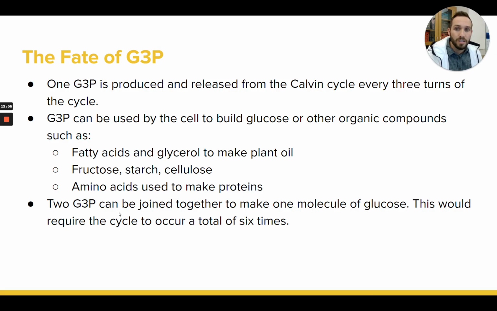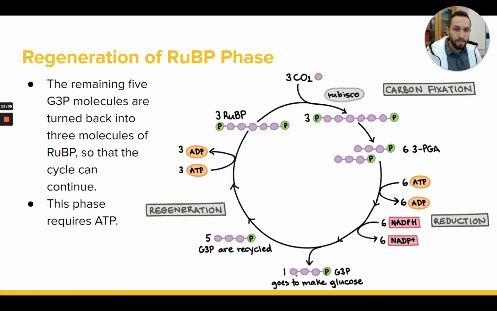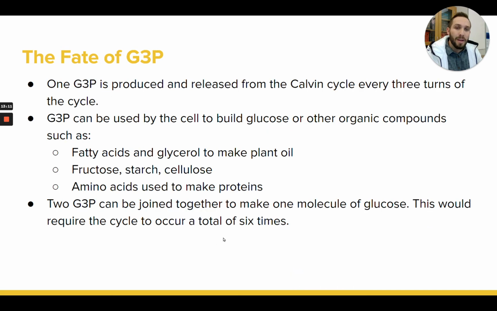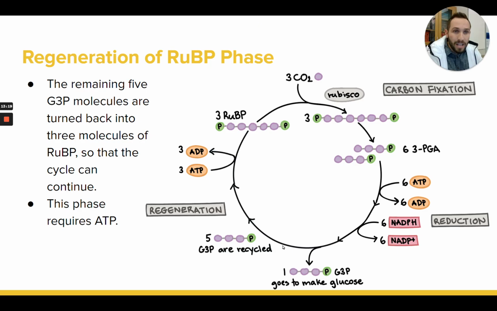And so to make a glucose molecule, C6H12O6, you're going to need 2 G3P molecules, because each of those G3Ps is a 3 carbon molecule and glucose is a 6 carbon molecule. So you're going to need 2 of these guys. And so that's going to require the cycle to happen 6 times. So the cycle is going to have to occur 6 times to have 2 G3Ps that get to leave the cycle.